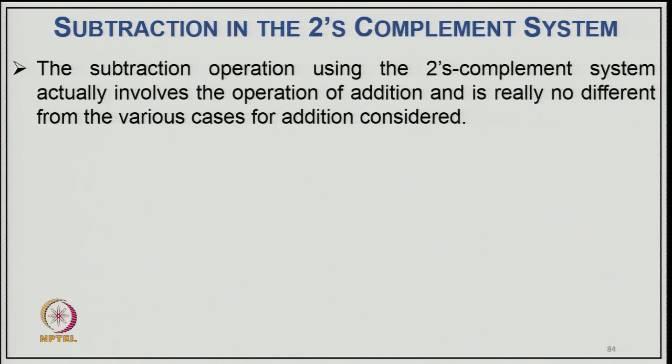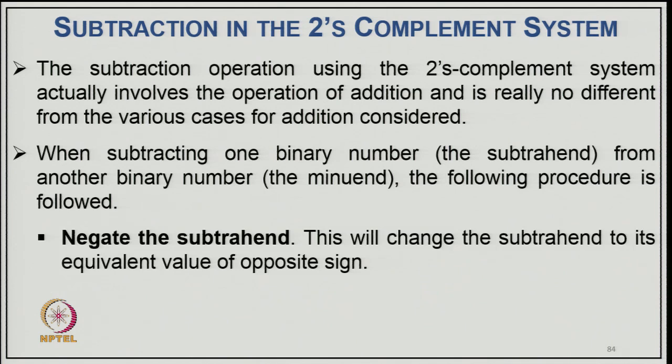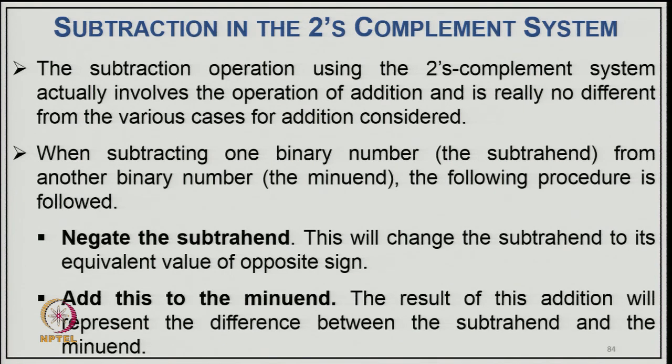Now, subtraction in the second complement system. Subtraction using the second complement system actually involves the operation of addition, and really is no different from the previous cases. Virtually, the second complement is used to convert subtraction to addition. When subtracting one binary number, the subtrahend, from another binary number, the minuend, the following procedure is followed. Negate the subtrahend, which changes it to its equivalent value of opposite sign, and add this to the minuend. The result of this addition represents the difference between the subtrahend and the minuend.